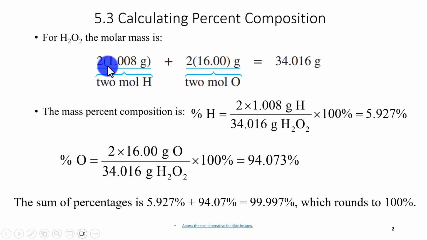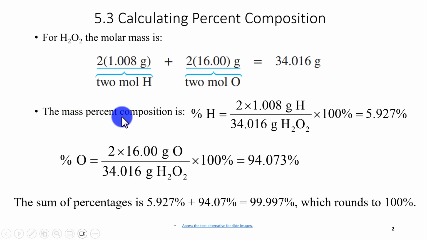So 2 times 1.008 grams, plus, then I move to the contribution that the oxygen is giving to the mass of the compound. I have 2 moles of oxygen, so I have to multiply the molar mass of oxygen by 2. So plus 2 times 16 grams. And if you do the math, you should get 34.016 grams. That is how much 1 mole of hydrogen peroxide weighs.